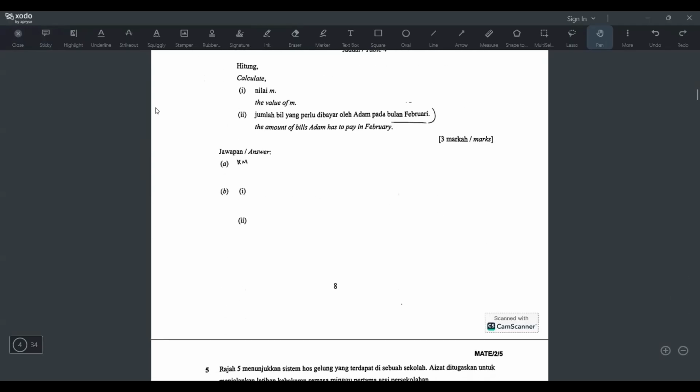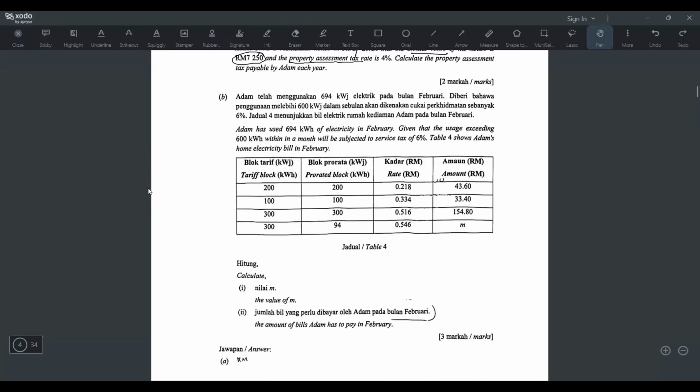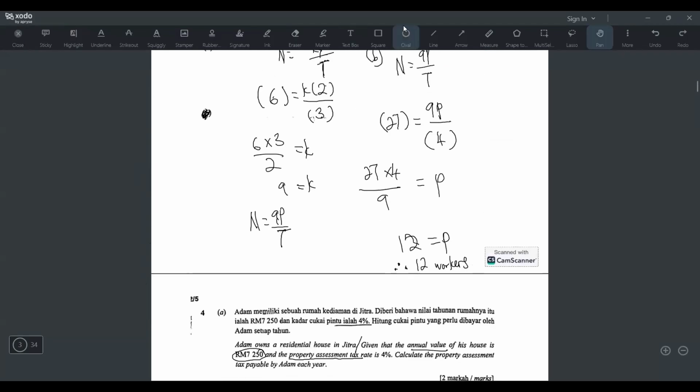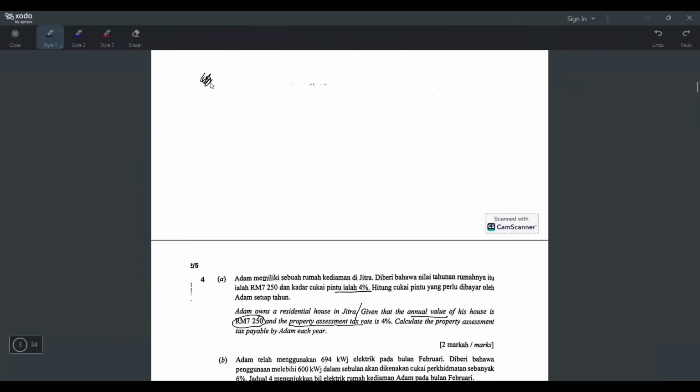So I will write down the formula for property assessment tax. So where should I write it? Okay, I need space. So let me use this space. Okay, so I'll use this space to give you my notes, right? So property assessment tax for 1 year. You need to know the formula.